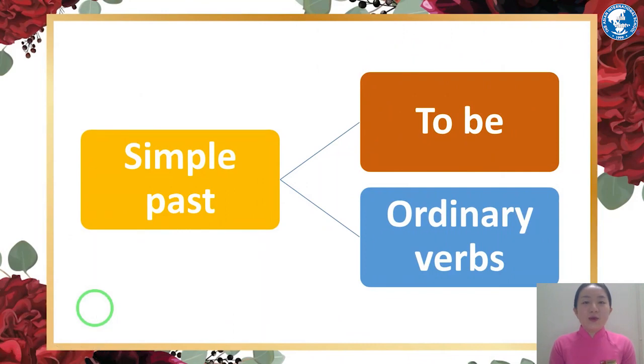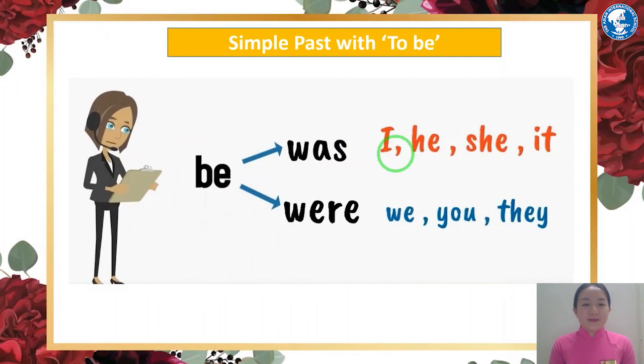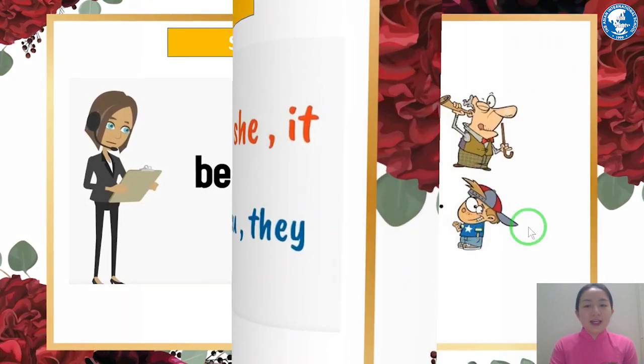An important thing when you learn the tense is that there are two kinds of verb: to be and ordinary verbs. With the verb to be in the present tense, we use am, is, are, but in the past tense, we use was, were. Was goes with subjects I, he, she, it, and singular nouns. Were goes with subjects we, you, they, and plural nouns. Here are some examples.